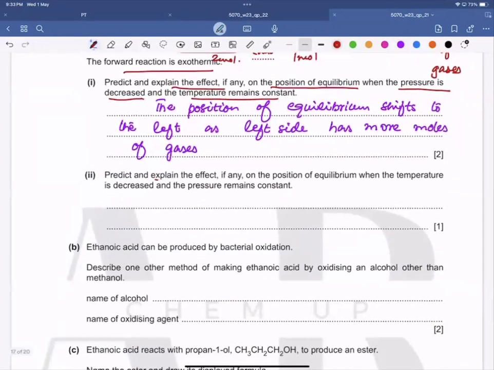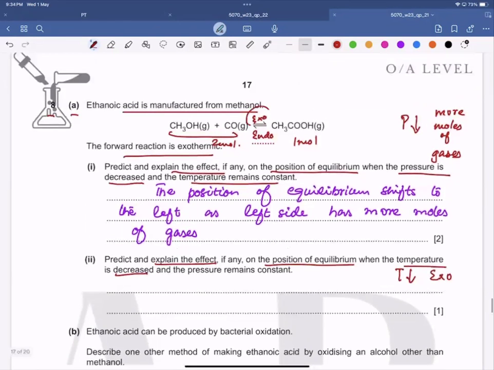Now, predict and explain the effect, if any, on the position of equilibrium when temperature is decreased. So remember, when temperature decreases, equilibrium shifts towards the exothermic side. And if you see here, the forward reaction is exothermic. They are not asking about bond making, Yusuf. They are asking about the position of equilibrium. So lowering the temperature, equilibrium shifts towards the exothermic side, and our forward reaction is exothermic.